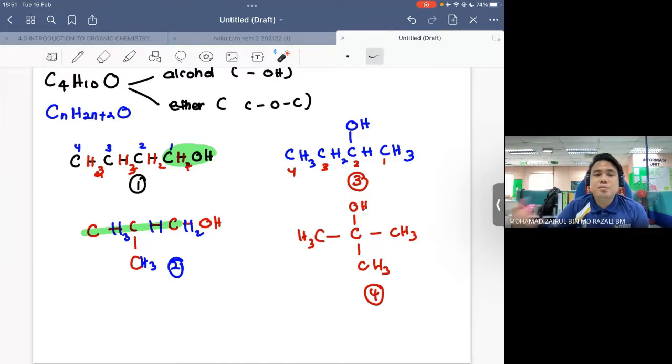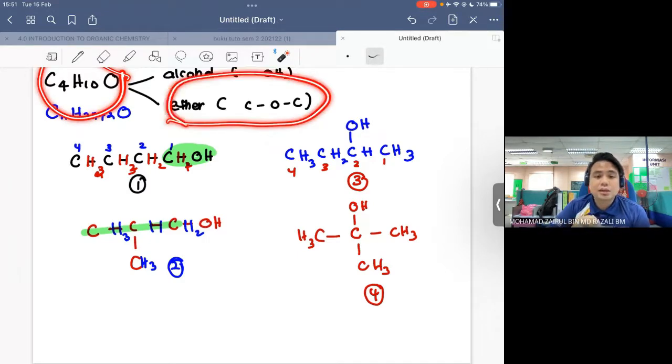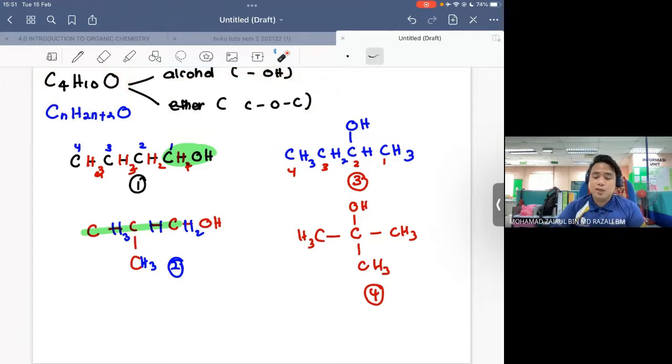Ada possible structure lain tak untuk alkohol ni? Ke itu je? Tak ada kan? Rasa ni je. Okay, so dah settle alkohol sebab kita tahu, okay, this general formula, dia boleh ada positional isomer dengan ether.